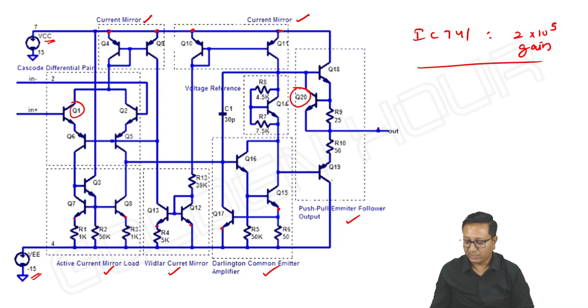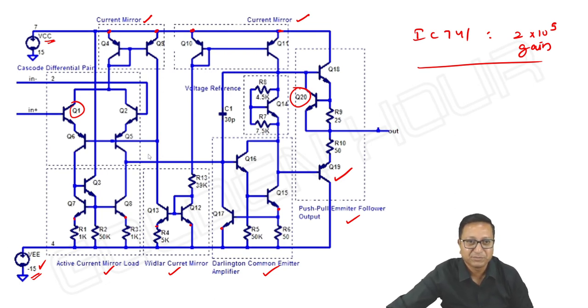Like this, it is a PNP transistor whose collector is connected to the negative supply for proper biasing, to see that the transistor is operating in the active region. Okay, so this is the notation we follow.